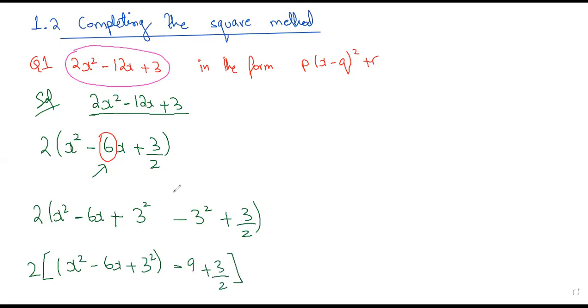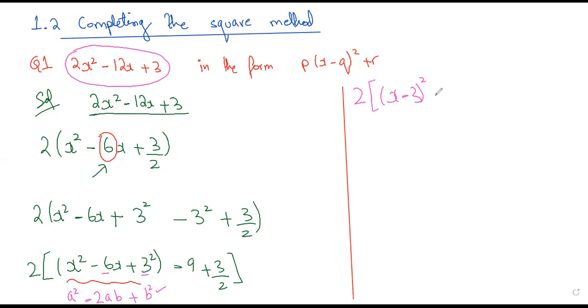Okay, now what is this? Can I think about it as a squared minus 2ab plus b squared? This is 6, this is 3. So 2 into b would become 6 and a is x. So this is what I have. And I can write this pink thing as a minus b squared. So I can write it as x minus 3 whole squared. 2 would be outside and it would become minus 9 plus 3 by 2.